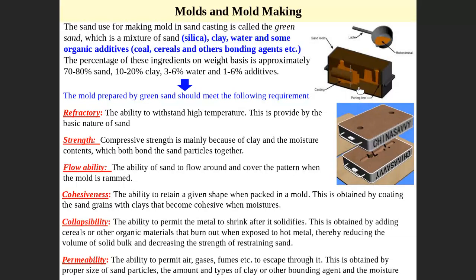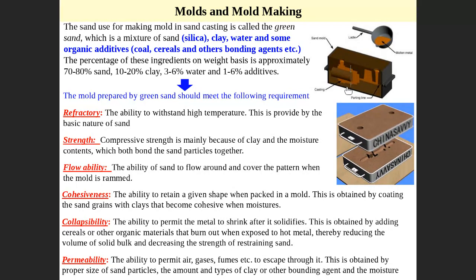Sand is perfect because it is very difficult. Can you melt sand? No way. This one can withstand very high melting temperatures, and it is good to use sand as material to manufacture the mold. Right. Strength. The next property is strength. It must have the ability to withstand compressive strength because you put liquid inside.